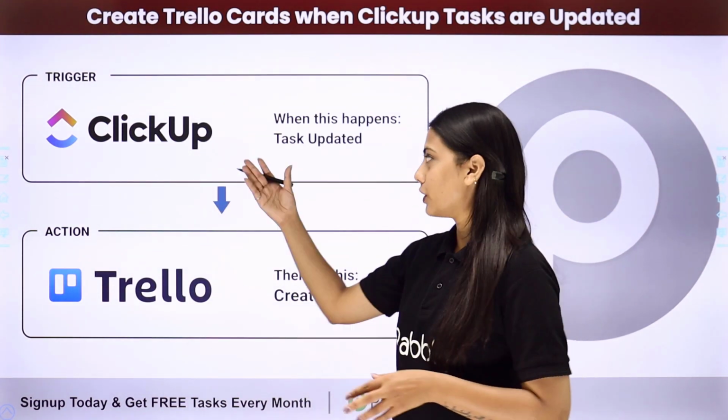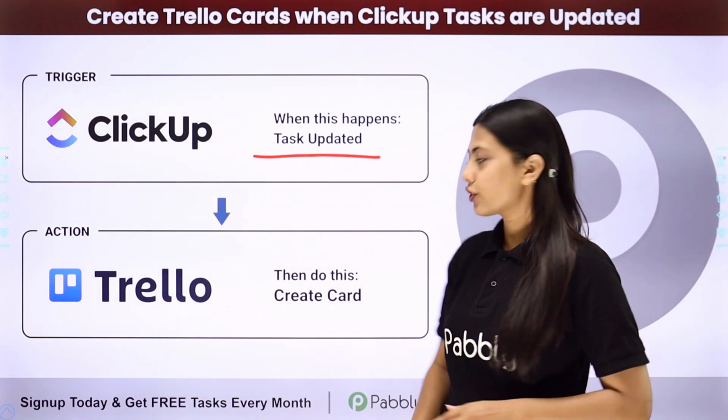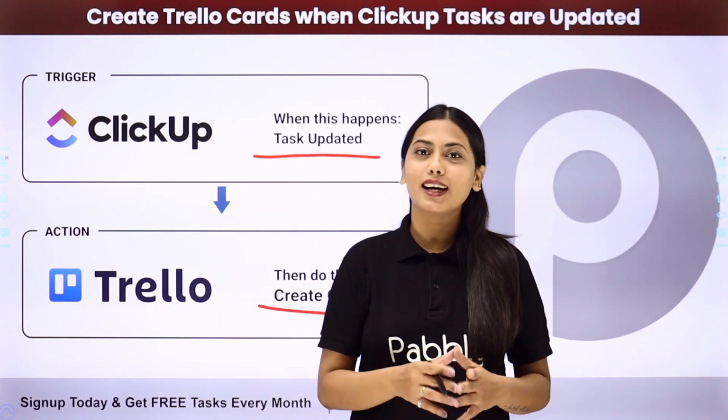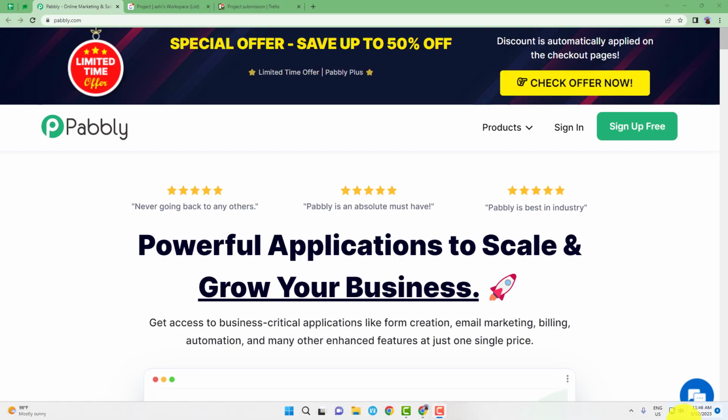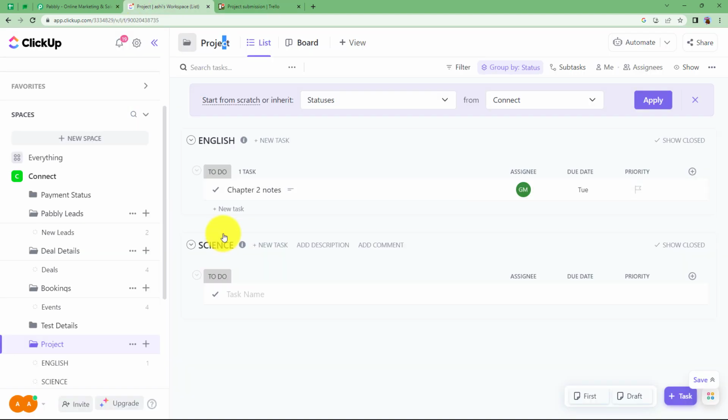If you create this automation, our trigger will be the task updated in ClickUp and our action will be to create a card in Trello of the completed task. Let us learn how to do that. So in this video, we will learn how you can fill in these cards in your Trello with the updated or completed task from your ClickUp account.